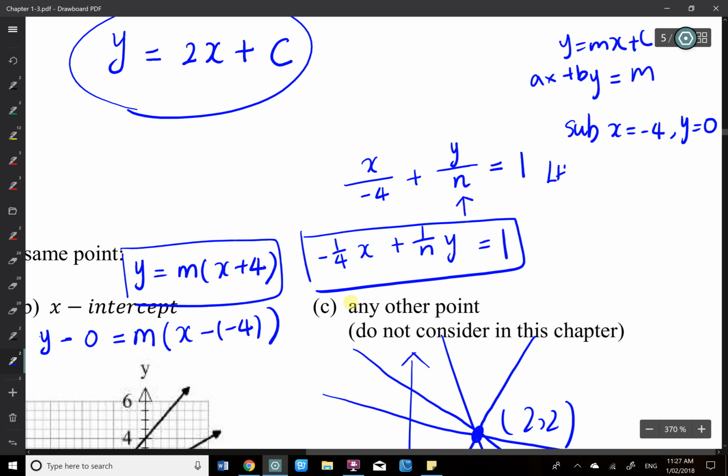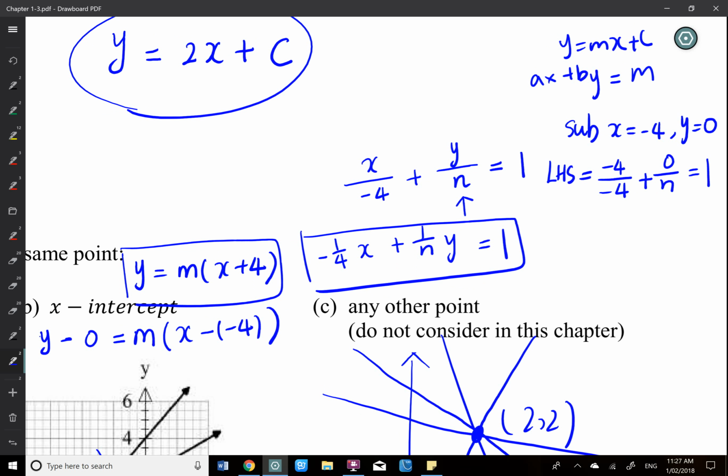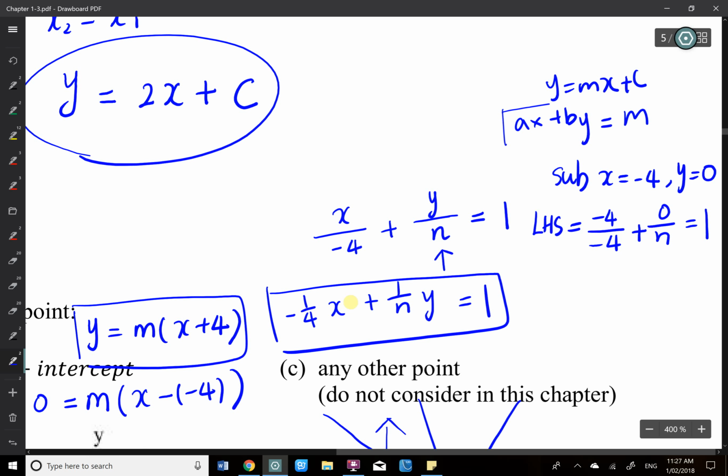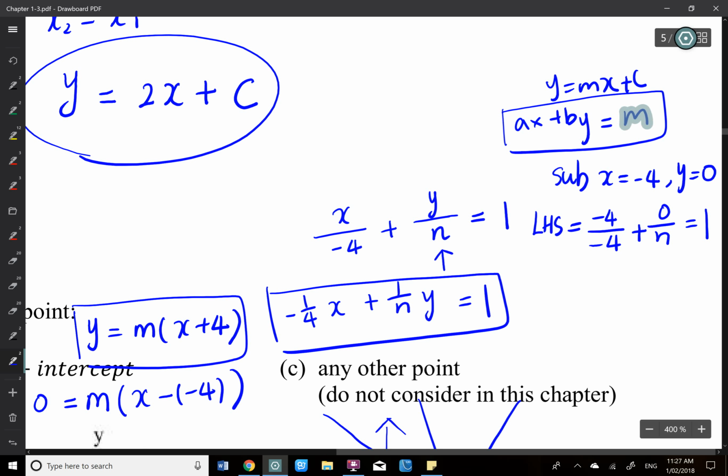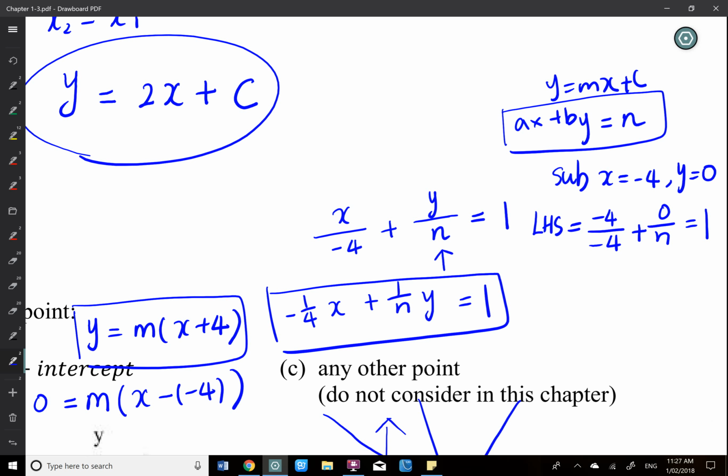So left hand side, we have -4 over -4 plus 0 over n. That equals 1. In the equation x plus dy equals m, is m any number? Any number, any constant. So it's not a gradient. Better not use m then. Let's use n, any number. Or I don't want to use c because c represents the y-intercept. So shouldn't choose m. So any letter, any number.